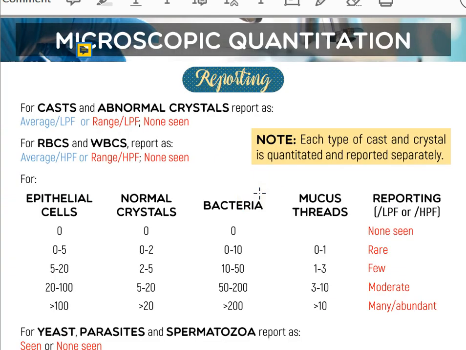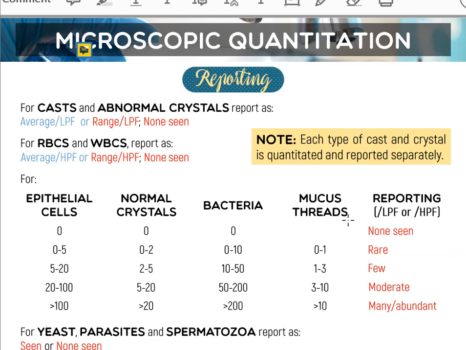Okay? So, balik ta. We have here your reporting, using RF MOMA. This is what is commonly used. So, we have here your quantification. One thing to take note: epithelial cells and crystals are LPF, normal crystals. Bacteria is HPF. Mucus thread is LPF. So, LPF, HPF, HPF, LPF.